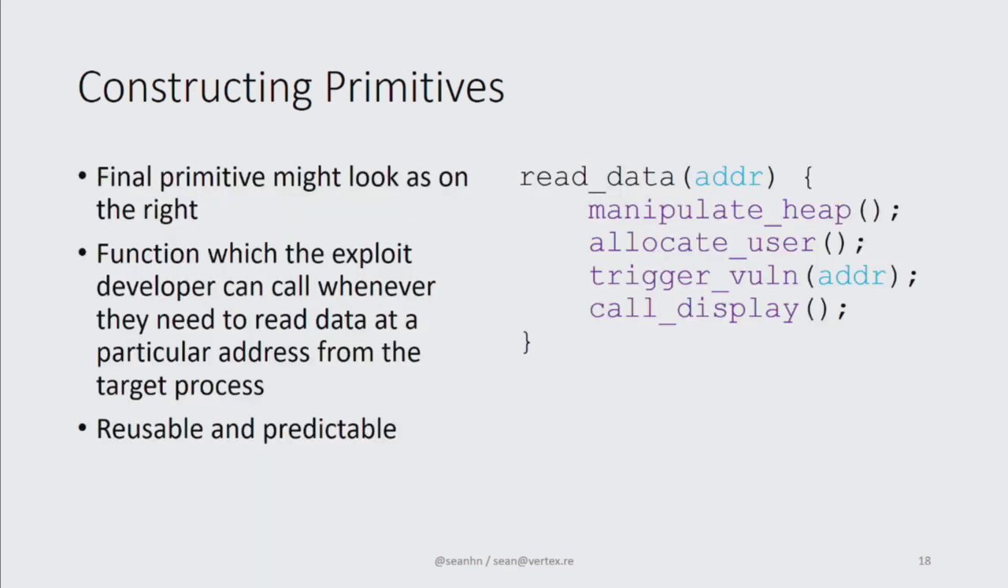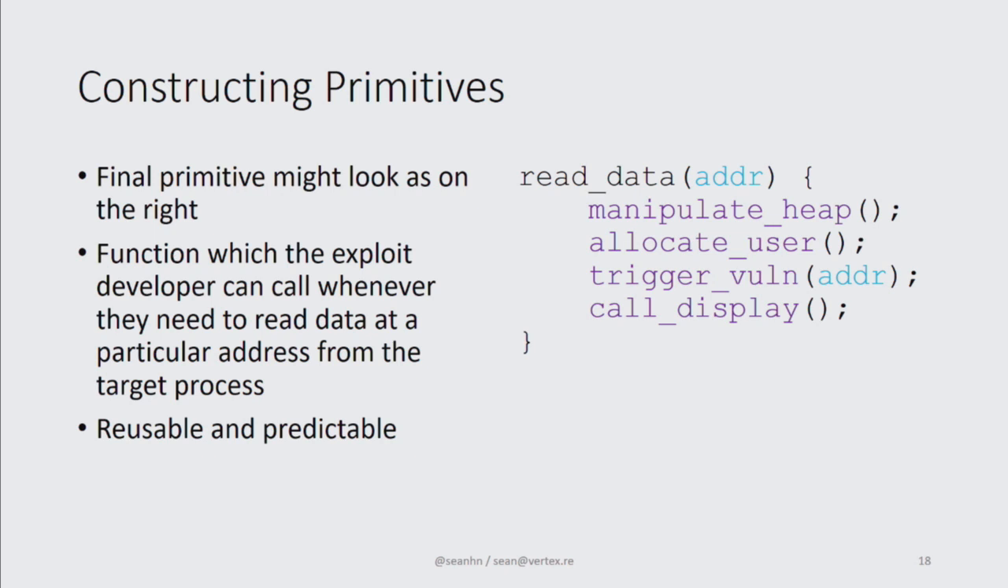So the final primitive might look something like this. This is going to be a function, say, on the attacker side within their exploit where they have some way of manipulating the heap. Then they allocate the user object, trigger the vulnerability, and call the display function. This is wrapped up in a nice function. They just pass in the address, and now in future, anytime they want to read some address in the target application, they'll call this function.